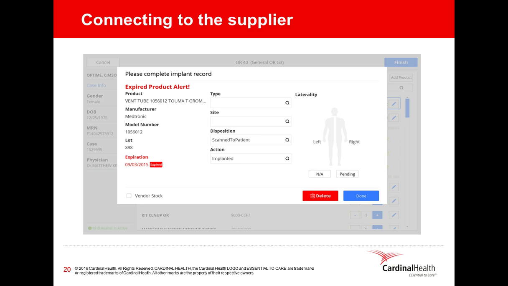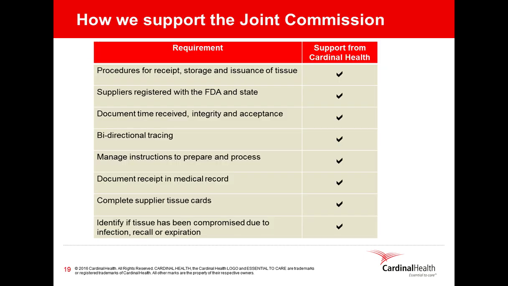Which takes us to our final slide, how we can help support critical requirements from Joint Commission. Cardinal Health incorporated all of these requirements in the system. So now you can be assured that everyone involved with the management of tissue is set up for success. There's no need to commit any of these requirements to memory, and there's no chance that you'll overlook any required step because the system automatically guides you.